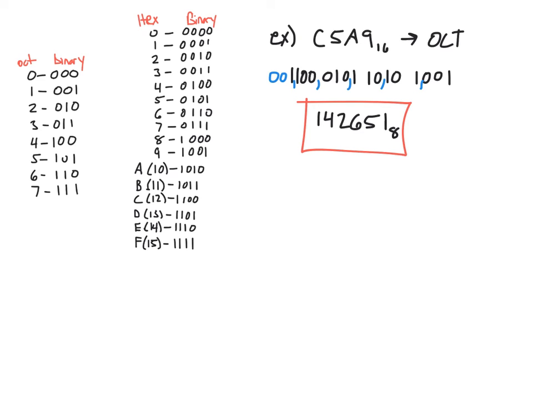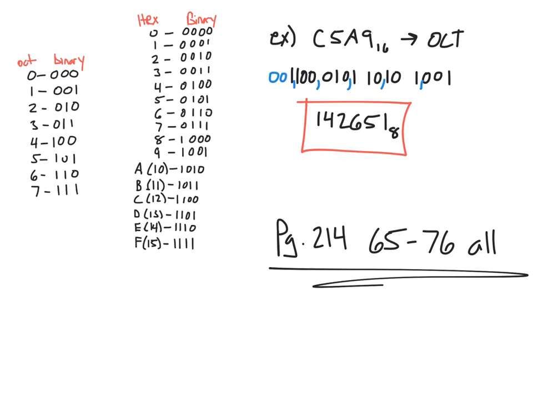All right, so I hope this little translation was clear. Your assignment for me today is on page 214. I would like you to do 65 through 76. And those are just doing the translations between binary, octal, and hexadecimal.